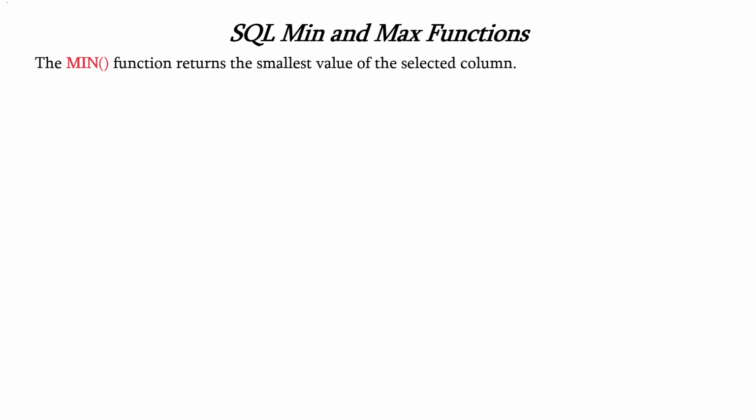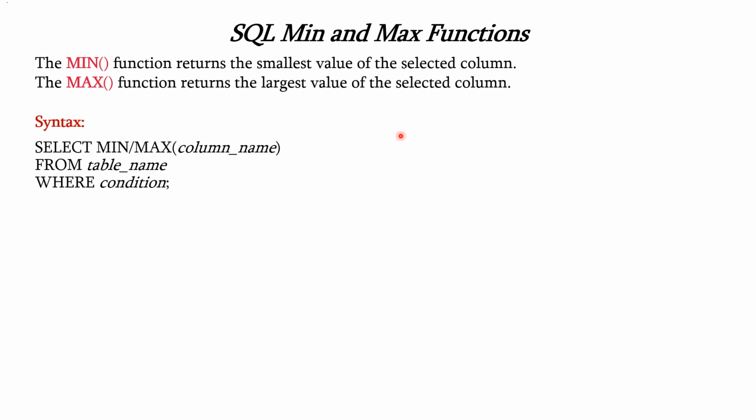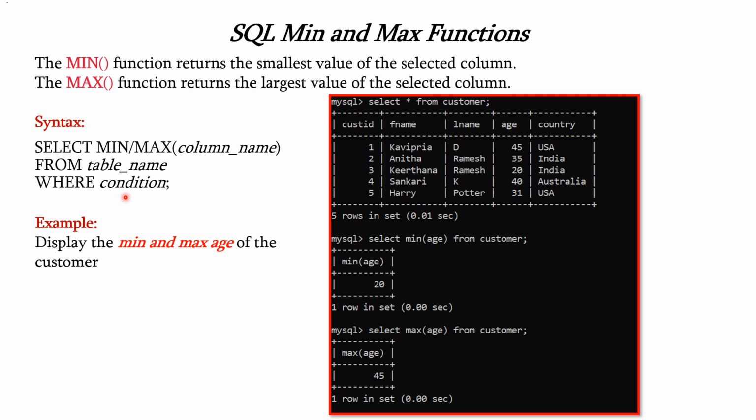Next we have aggregate functions. We have the min and max functions as aggregate functions. The min function returns the smallest value of the selected column, and the max function returns the largest value of the selected column. The syntax is select min or max, within brackets we mention the column name, from the table name, and then the where clause, followed by the condition.